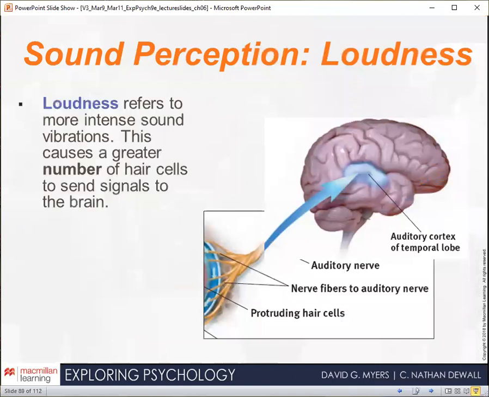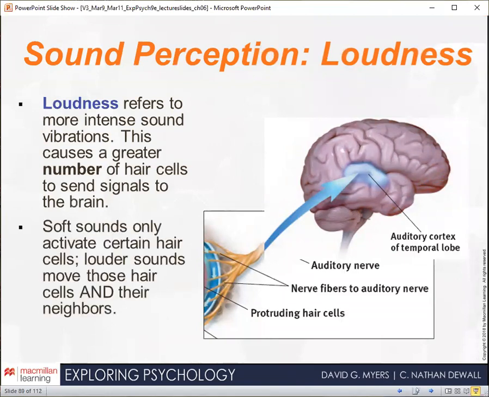Sound perception, loudness. Looking at how we perceive sound, such as loudness, it refers to more intense sound vibrations. This causes a greater number of hair cells to send signals to the brain. So they just send a greater number of signals to give us the perception of loudness. Soft sounds only activate certain hair cells. Louder sounds move those hair cells and their neighbors.